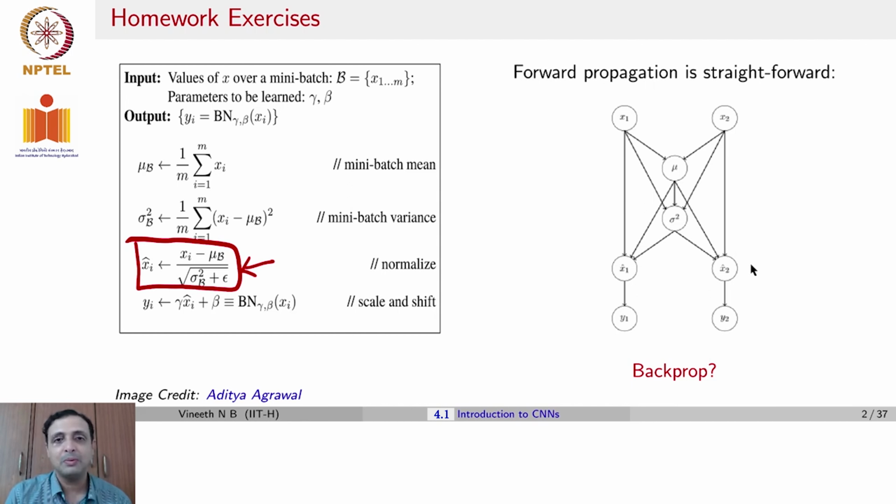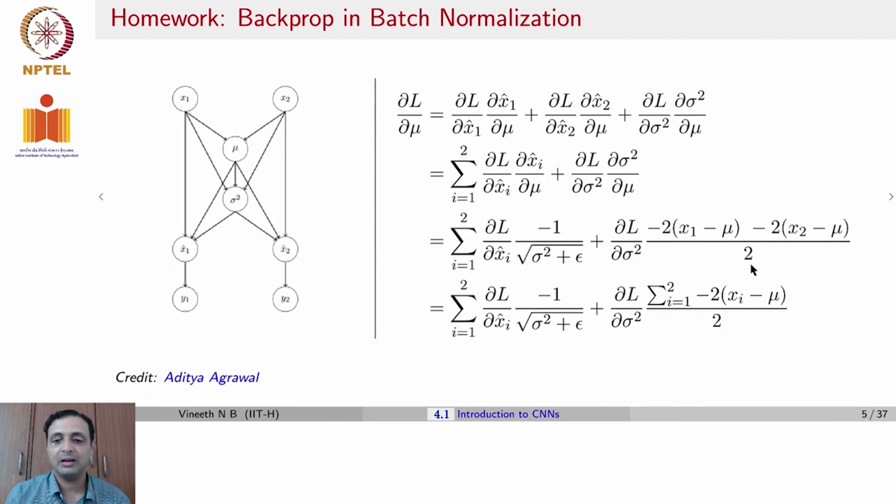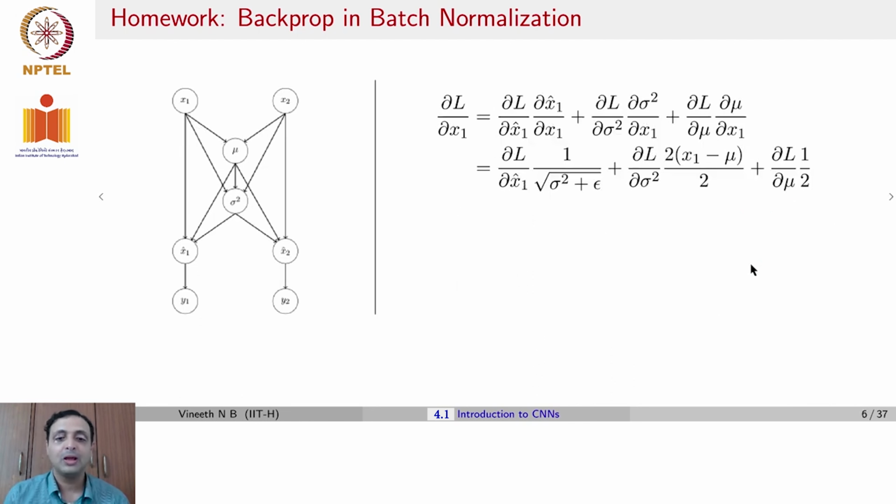So ∂sigma square/∂mu becomes a summation of all of these gradients, and that's what we get here. Each of these is one gradient with respect to one of those inputs, x1. Similarly, this would be the gradient with respect to x2, and so on and so forth. And that's how you get your ∂L/∂mu.